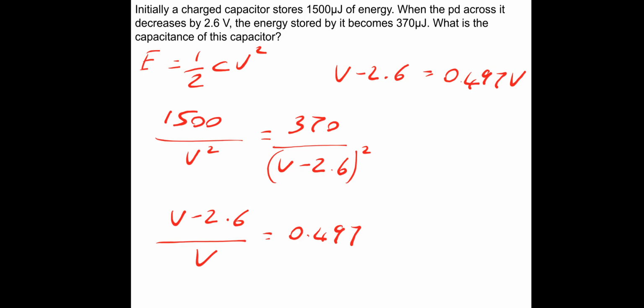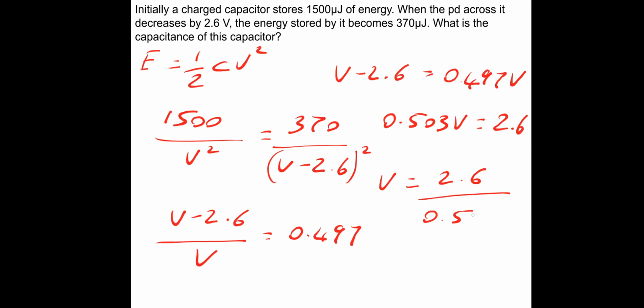So I'm going to take that over to the left hand side, where we have 0.503 lots of V, equals, and on the right hand side we've got the 2.6. We'll just swap these over. So V would be the 2.6 divided by 0.503, which gives us a voltage of 5.2 volts. So the number's a bit stranger on that one, but hopefully that went okay. Let's have a look at the next one.